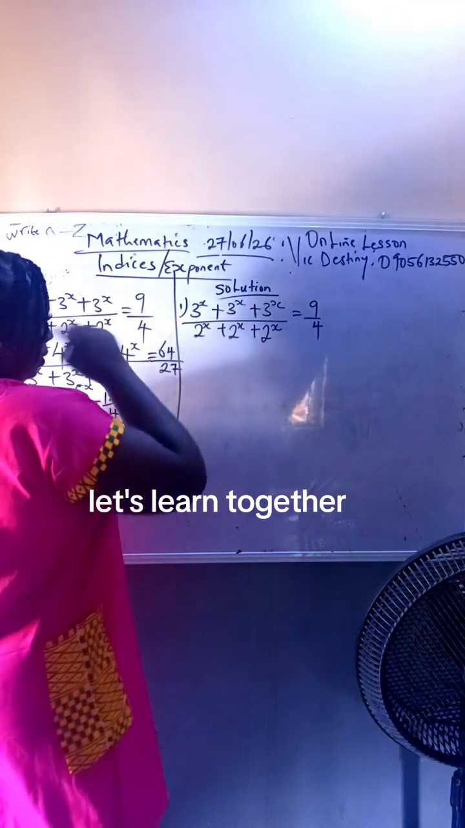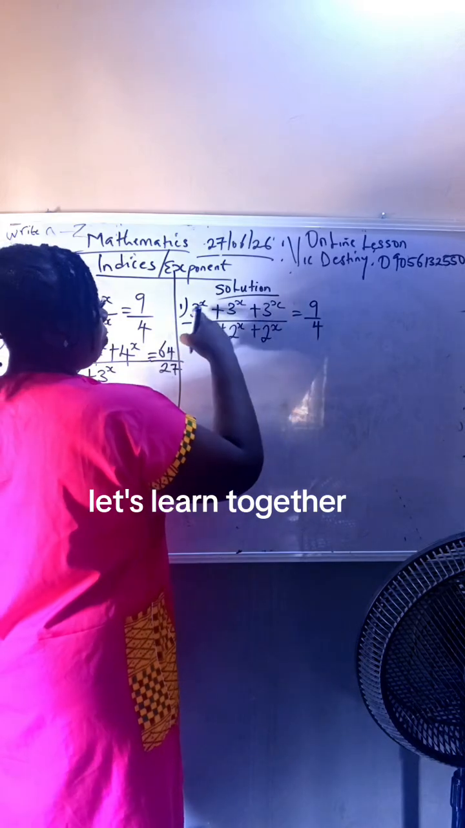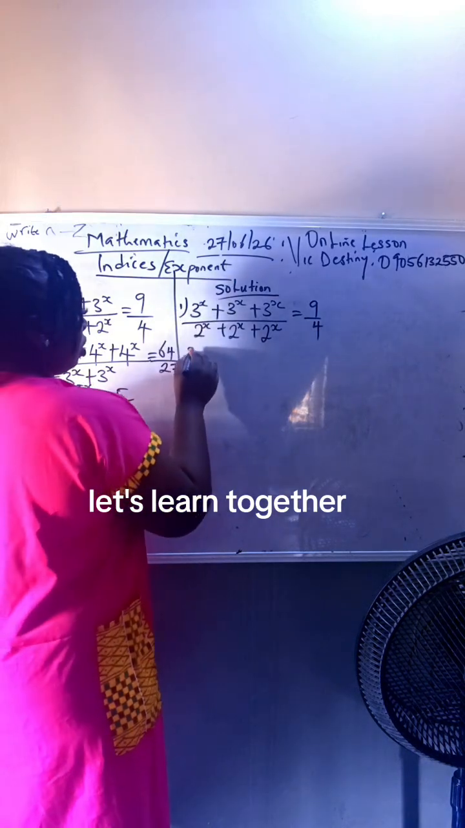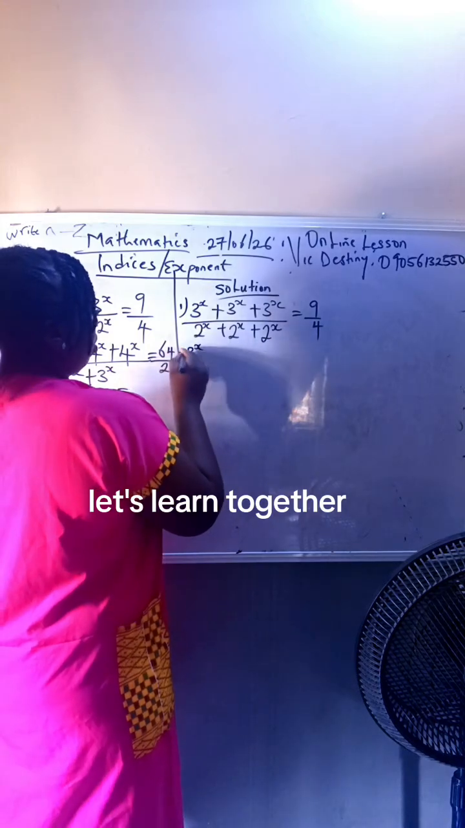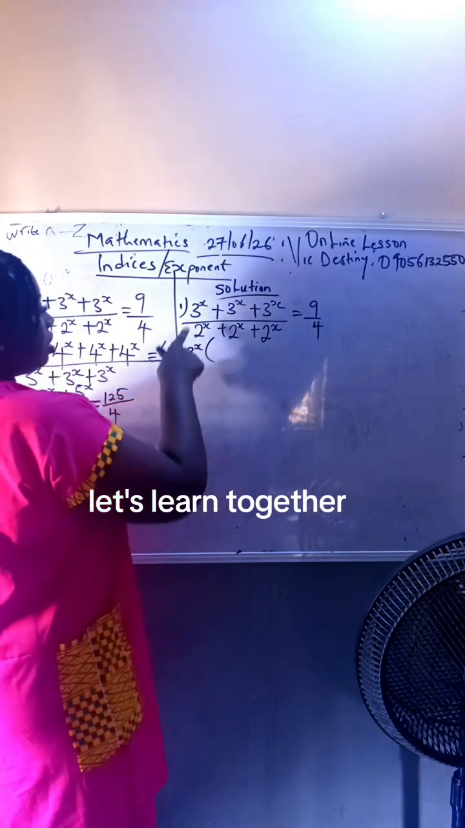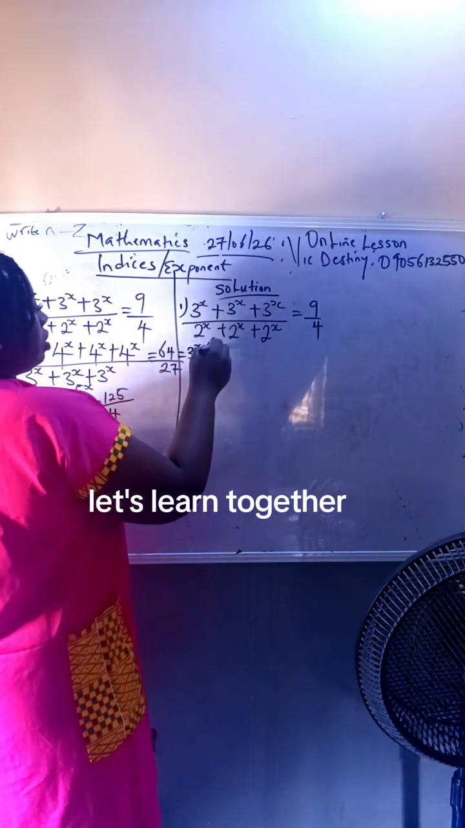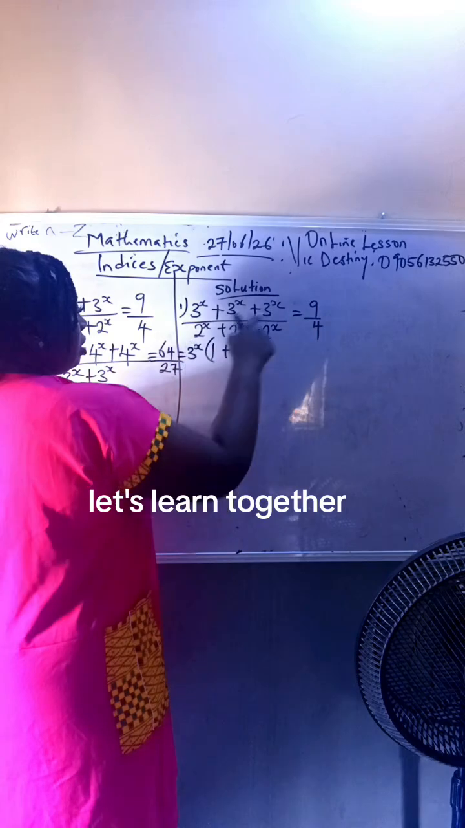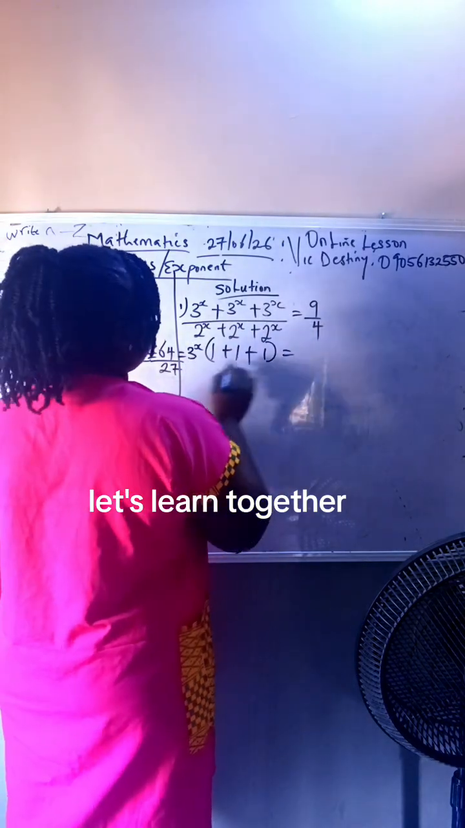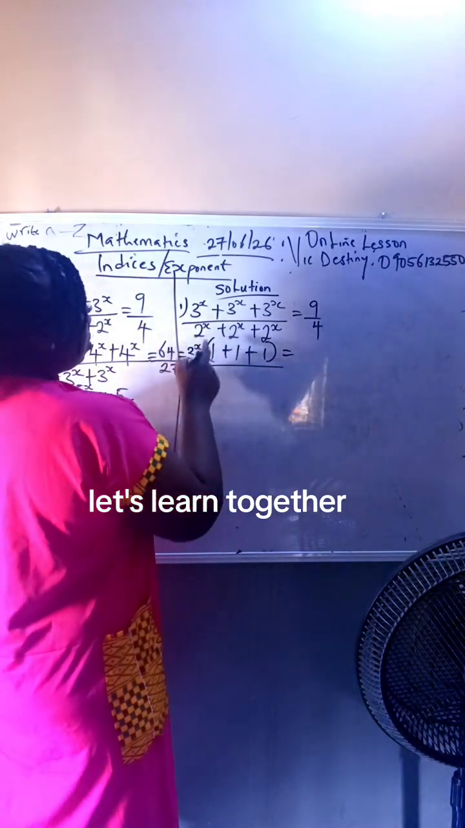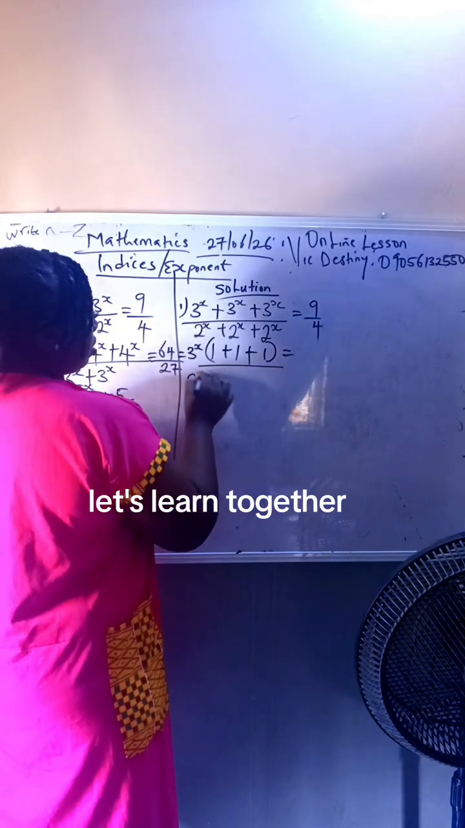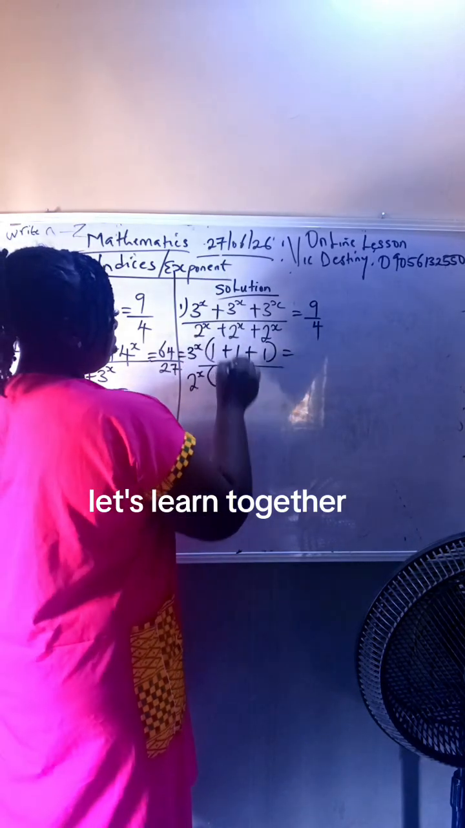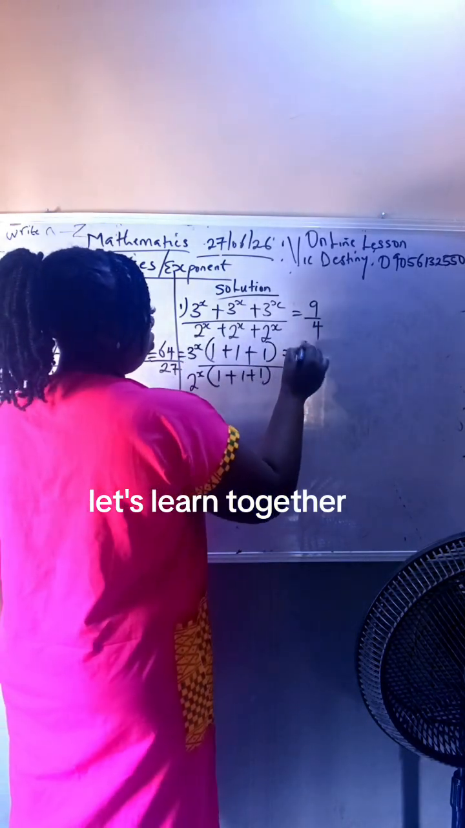Now, since I have the same numbers here, what I will do is to factor 3 to the power of x out. Now open my bracket. 3 to the power of x into this is 1, into this also is 1, and into this is also 1, all over. Let's do this one first. Factor 2 to the power of x out. Now open your bracket. 2 to the power of x into this is 1 plus the same thing, 1 plus 1.